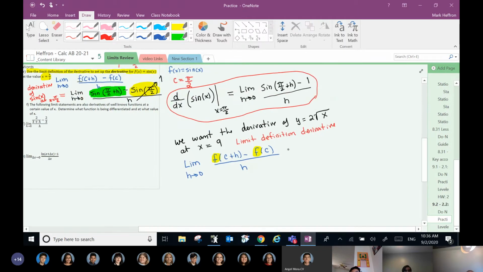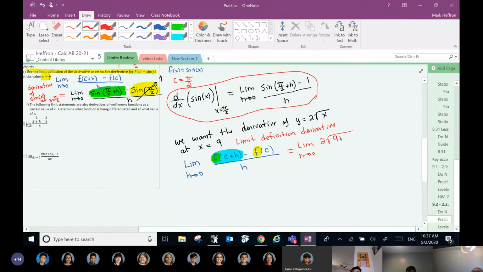So great job. So we should say this is the same as the limit as h approaches 0 of 2 square root of x, right? Well, what are we going to plug in there for our first spot? If we want our function at f of c plus h, what should we plug in? Would it be 9 plus h? It would. It would be 9 plus h.